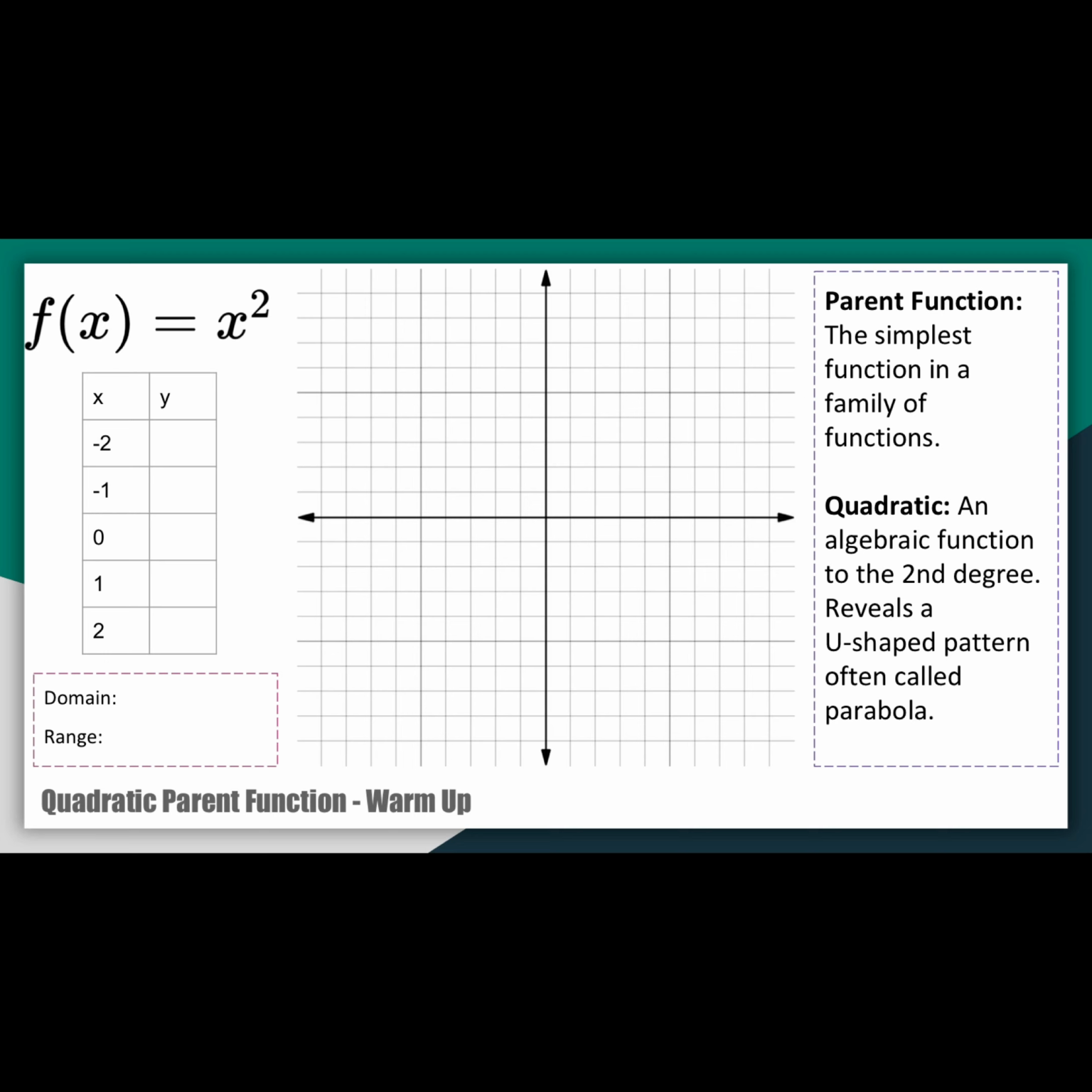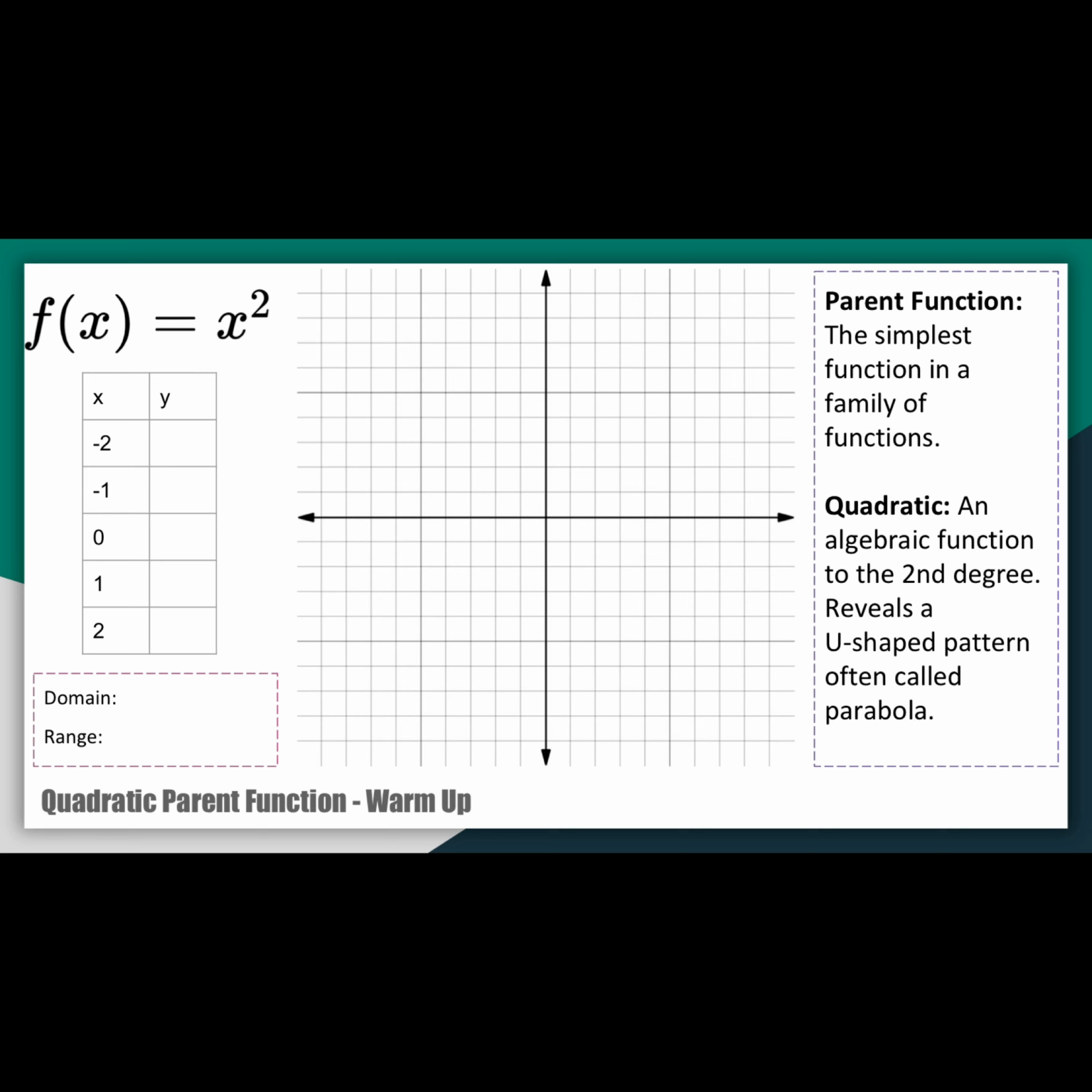Okay, now the parent function, which is listed right here on the right, is the simplest function in a family of functions. And what we mean by that is it is the absolute most basic way to represent that function. So here for quadratic, the most basic way to represent that is with x to the power of 2. You cannot have anything more simple than this be a quadratic function. Just like the parent function for a linear function would just be x. Okay, nothing more simple than that.